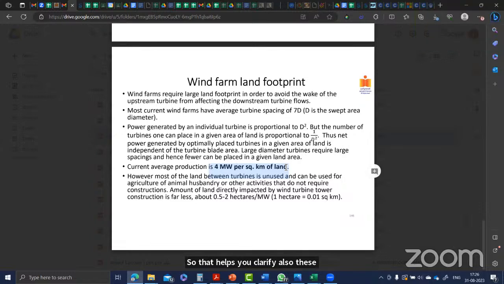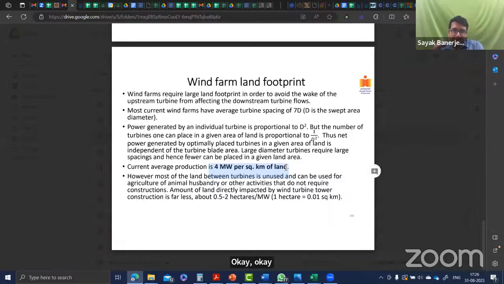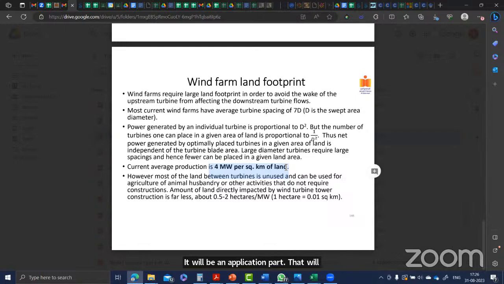It's good, sir. But if some questions are in the form of numericals, then our concept will be more clear. Okay, I will ask the TAs to give an application part. Yes.